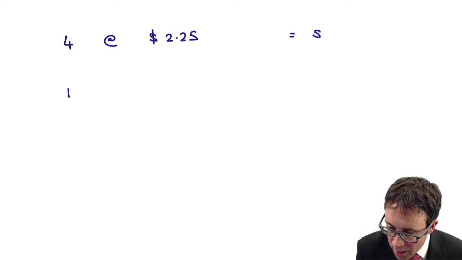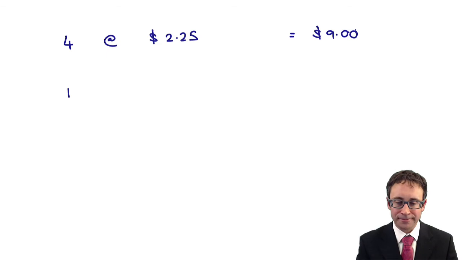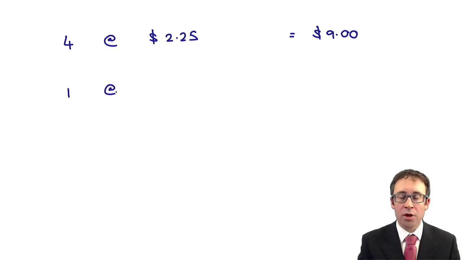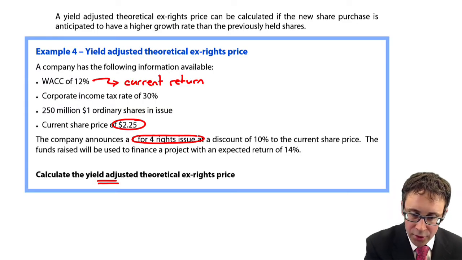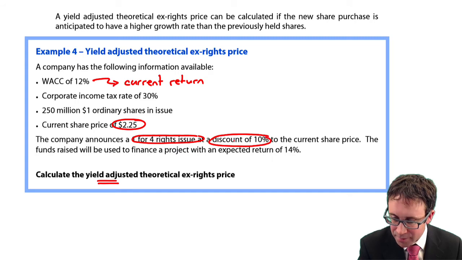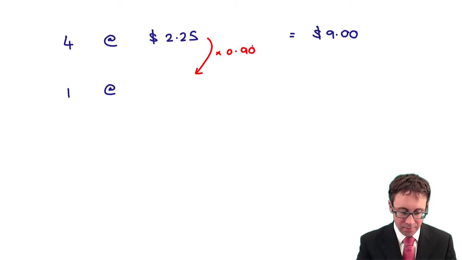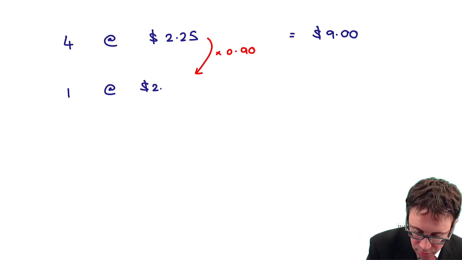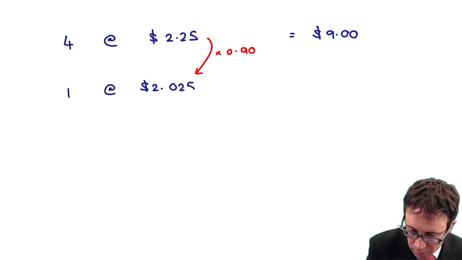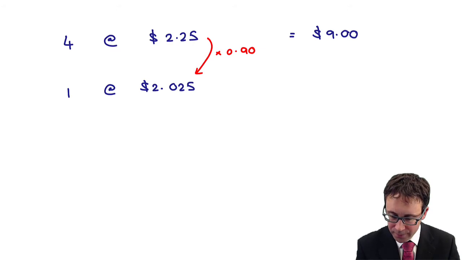So those shares that we own are worth, is it the $9? How much are we going to pay for the new shares? Well, the new shares are at a discount of 10% to the current share price. So that will be 90% of the current share price. So that there is $2.025. I'll leave it like that for the time being. You'll see why in a moment.